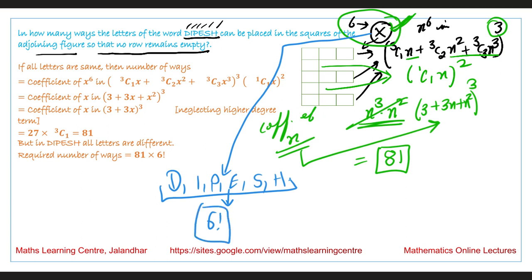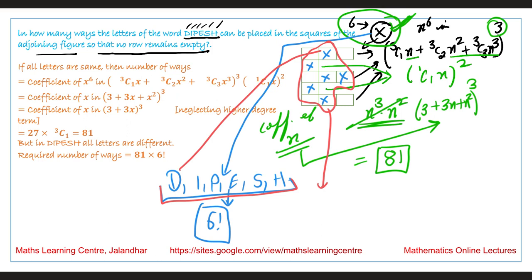We are saying we have to place x over here. We have placed x 2, 3, 4, 5, say 6. Now for this one particular case, how many arrangements will we have? These 6 letters are to be placed. D can be placed over here, D can be placed over here, D can be placed over here. We have total 6 factorial ways.